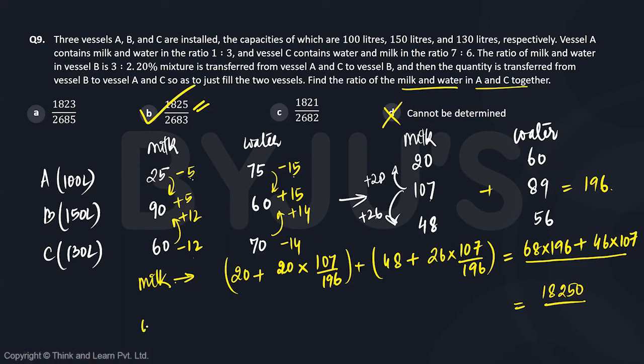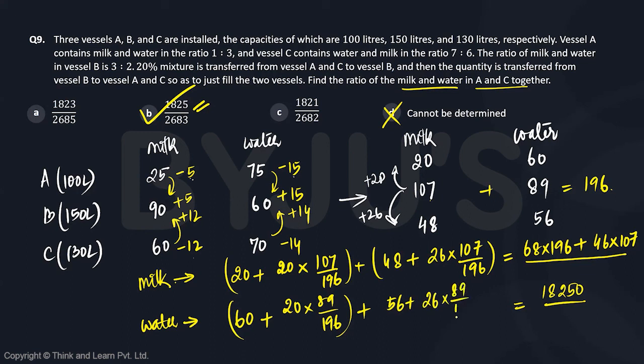So we can save ourselves a lot of time, not trying to figure out how much of water we are going to have. In the worst case, if you want to figure out how much of water we are going to have, so in A, 60 liters of water we already have, and then we will have 20 times 89 upon 196, because this is the share of water in B. And if we try to find out how much of water will be left with C, so 56 liters is already there, then 26 times of 89 upon 196 is what we will have.